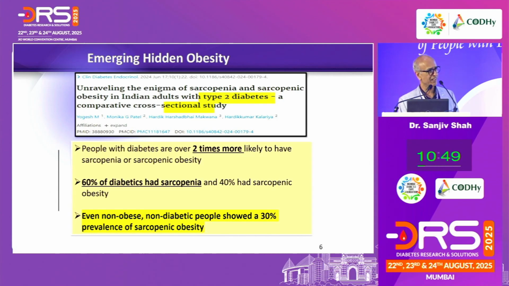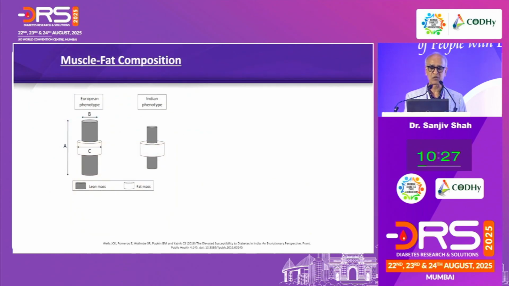This is another paper from India, which looks at 62% of diabetics having sarcopenia. So we again have to focus on the amount of fat in the body versus the amount of muscle. The balance between fat and muscle will decide. If there is sarcopenia, automatically the adiposity would be higher. And 40% have sarcopenic obesity. These are metabolically unhealthy people with a higher amount of fat.